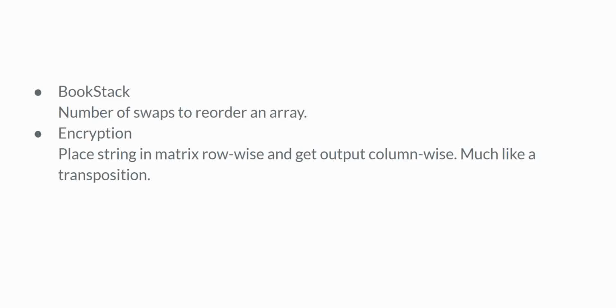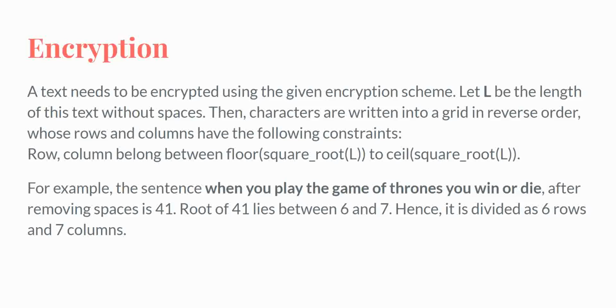Now, the fourth question was book stack. In this question, you had to find out the minimum number of swaps needed to reorder an array. The fifth question was encryption. In this, you had to place a string in the matrix row wise and then get the output column wise. It was much like a transposition operation. Here is that question in detail.